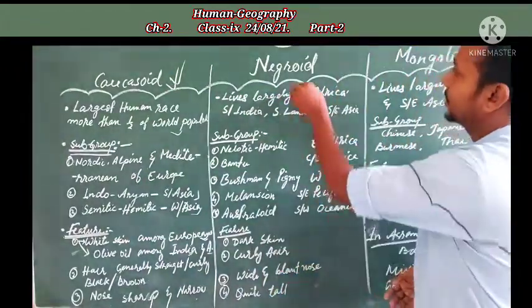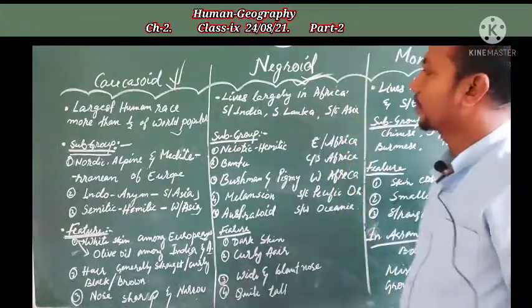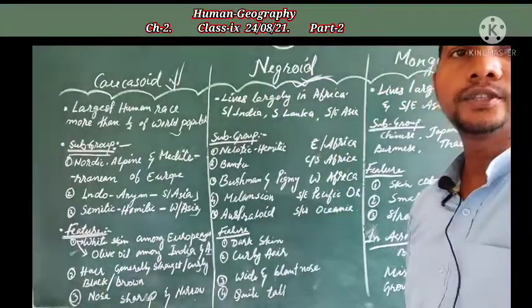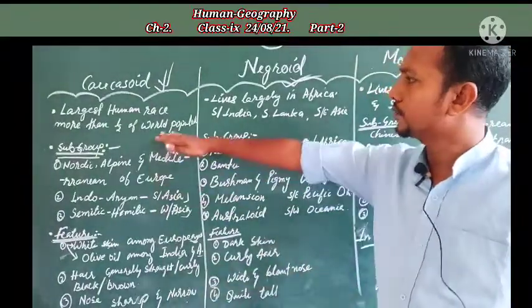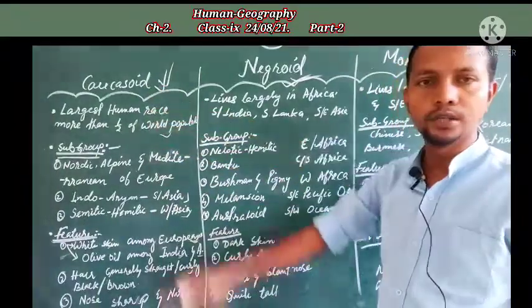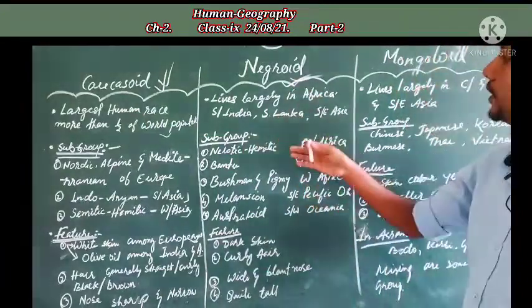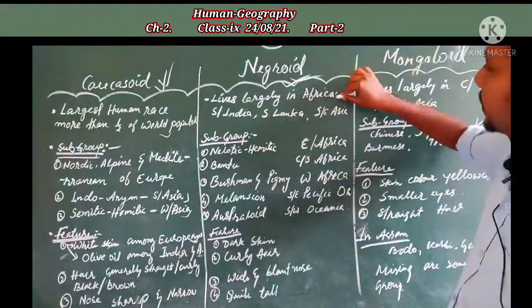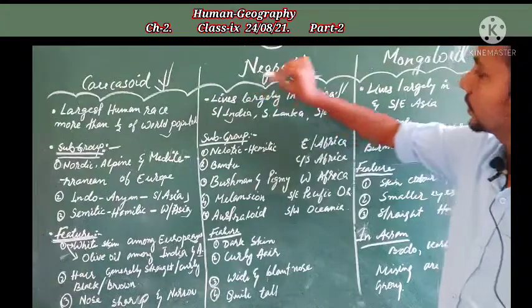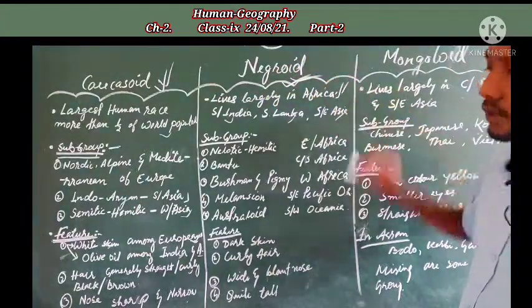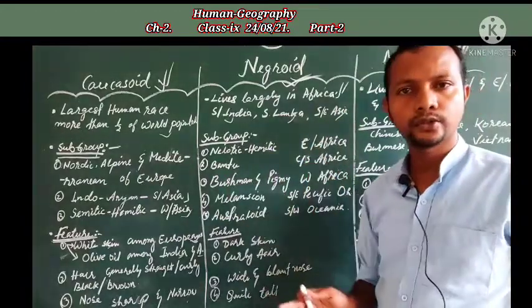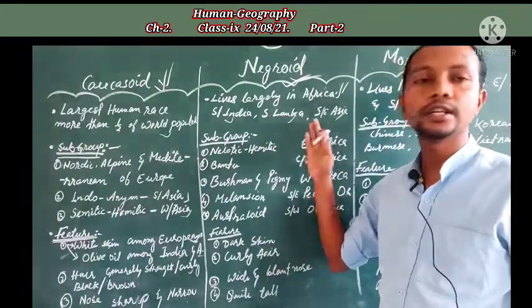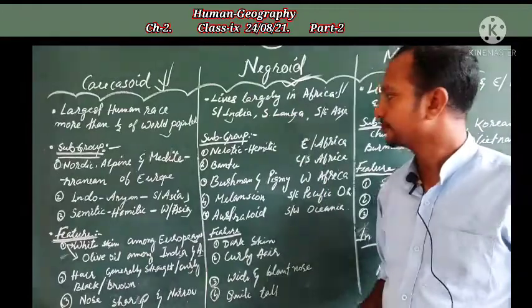Now let's come to this group, that is Negroid. In this group, what do we see? This particular group we find largely in Africa, South India, Sri Lanka and Southeast Asia. This many regions mostly we find. Of course, in other places also it must be there, but recorded mostly they are in these regions.